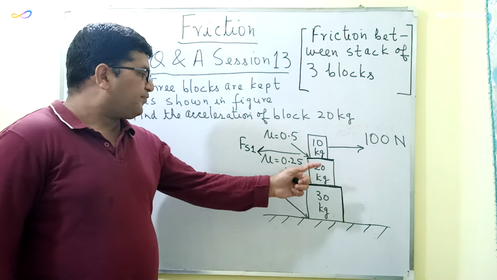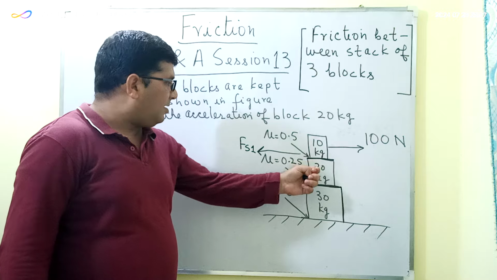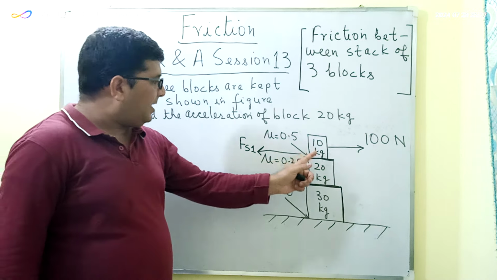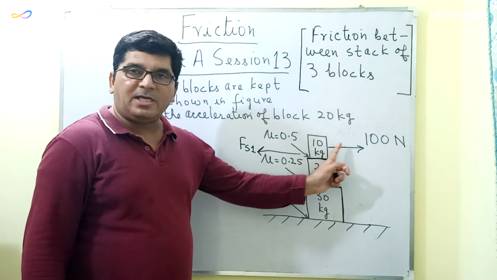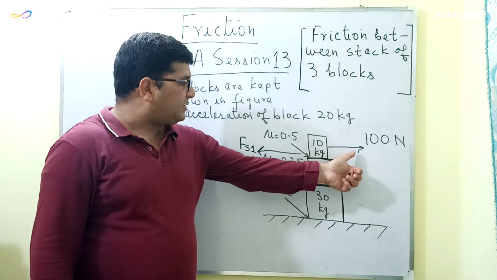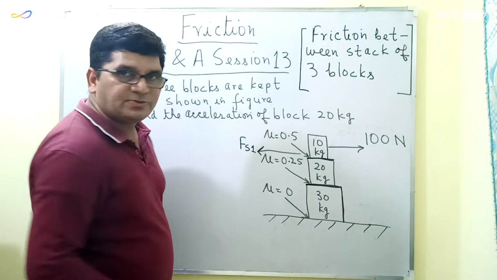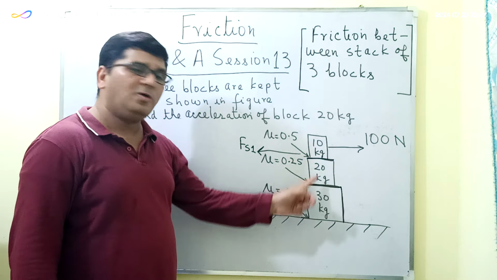So the force of friction which will be acting on this block will be directed in this direction, and now this 20 kg block is being subjected to this force of friction. Now the most important thing here is that when we apply this 100 Newton force to this 10 kg block, then this block has a tendency to move in this direction, and when this block has a tendency to move in this direction, then this 20 kg block will be left behind. Now the force of friction opposes the relative motion, and it will try to move both these blocks together.